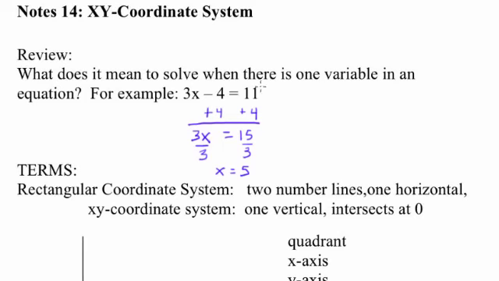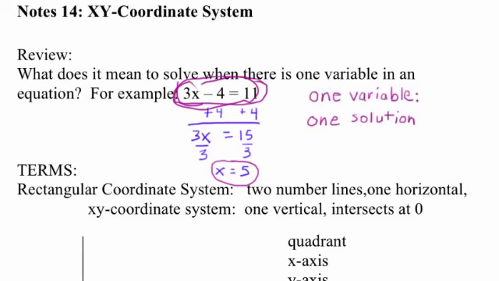Last chapter we solved a lot of equations that look like this: 3x - 4 = 11. You see one here, the answer is x = 5. When you have an equation like this with one variable, you get one solution. Today we'll look at when there are two variables. What happens, how do we deal with that algebraically and graphically?